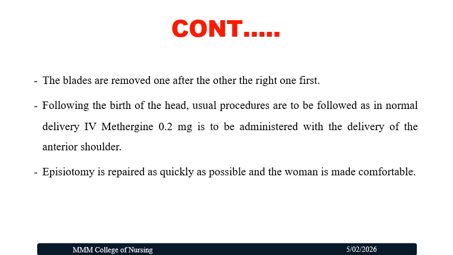Then the blades are removed one after the other, the right one first. Following the birth of the head, usual procedures are followed as in a normal delivery. Then IV methergine 0.2 milligram has to be administered with the delivery of the anterior shoulder. Then the episiotomy is to be repaired as quickly as possible and the woman should be made comfortable.